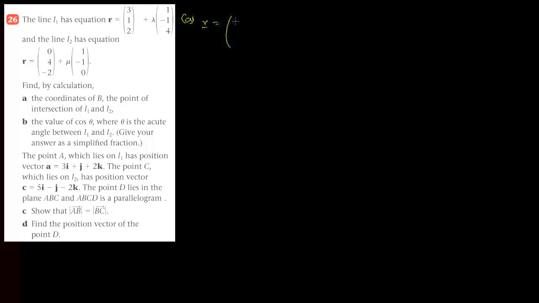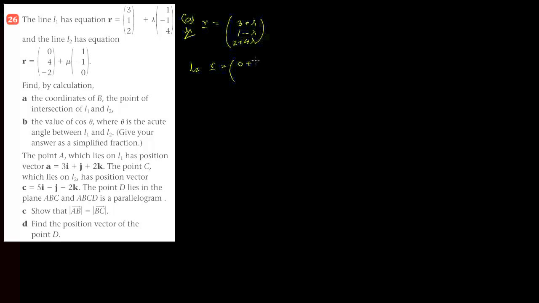So 3 plus lambda 1, then we have 1 plus minus lambda. That means 1 minus lambda. And then we have 2 plus 4 lambda. So this would be 2 plus 4 lambda. This is L1. And L2 would be r equals 0 plus 1 mu.